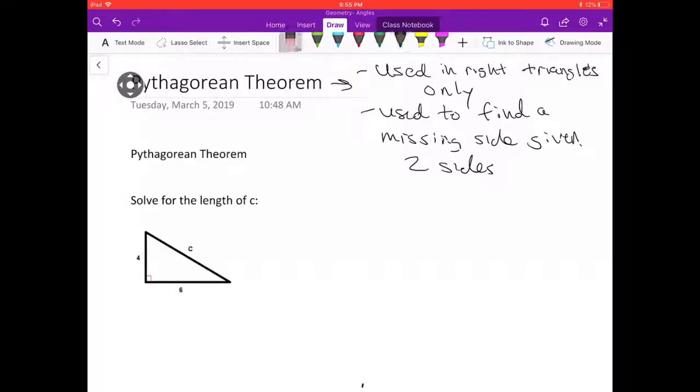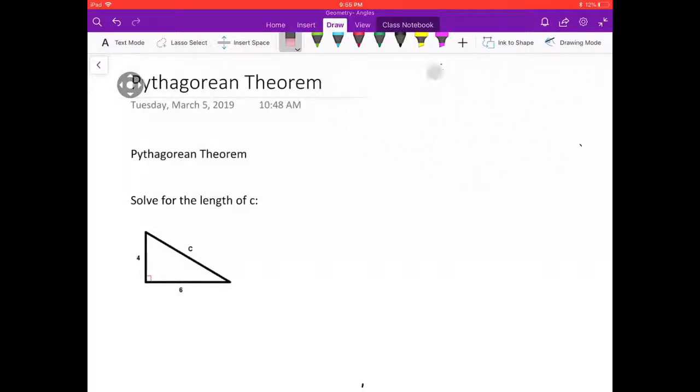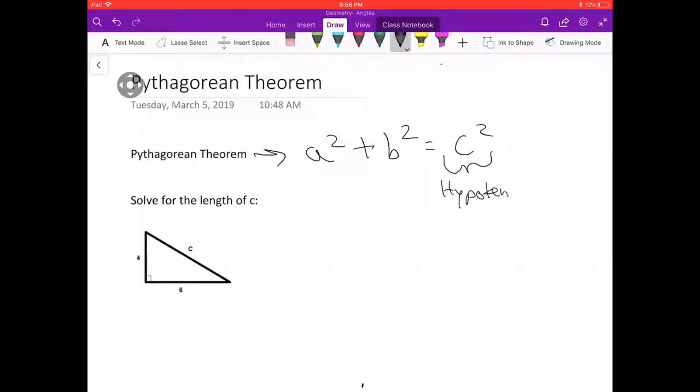So let's first talk about the formula itself and what it looks like and what the different parts are. The Pythagorean Theorem formula is going to be given to you on the reference sheet, but it is a squared plus b squared equals c squared. Now, the most important part about this formula is what c squared is. C squared is always going to be the hypotenuse. That's very, very important. It's always going to be the hypotenuse.